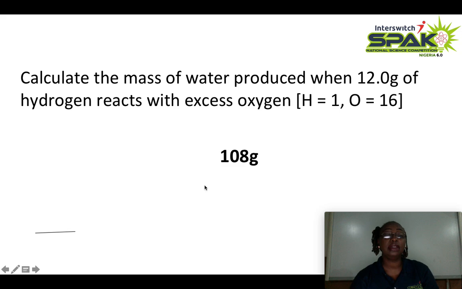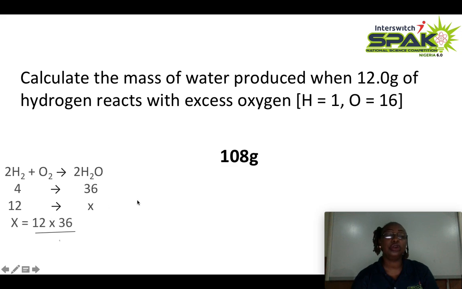To calculate this, the first thing to do is to write the equation for that reaction. When you write the equation for the reaction, you realize that using the relative molecular mass, hydrogen is 4, that's 2 times 2 will give you 4, and water is 18, 18 times 2 will give you 36. So if 4 is reacting with 36, what will 12 react with? So you have your 12 times 36 over 4 to give your final answer as 108 grams.